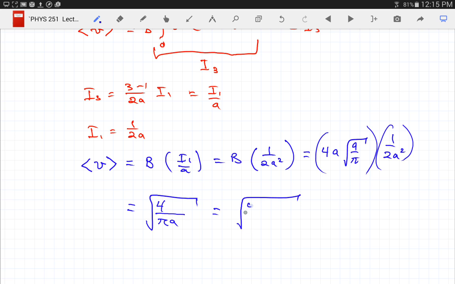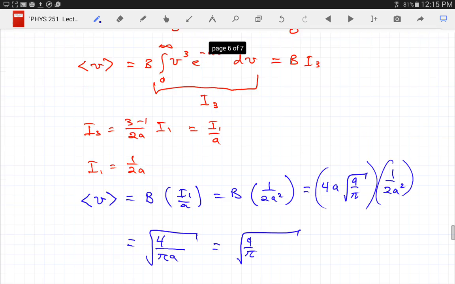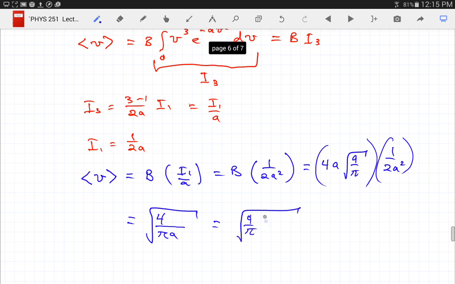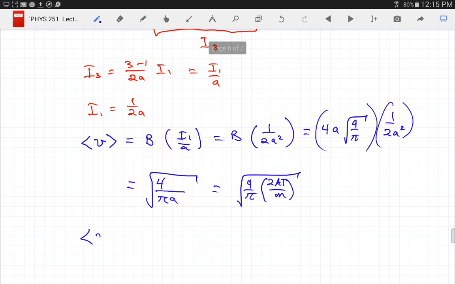Or square root of 4 over pi, and then my A was m over 2kt, so 1 over A is going to be 2kt over m. 4 times 2 is clearly 8. And I have my average speed is equal to the square root of 8 over pi kt over m.